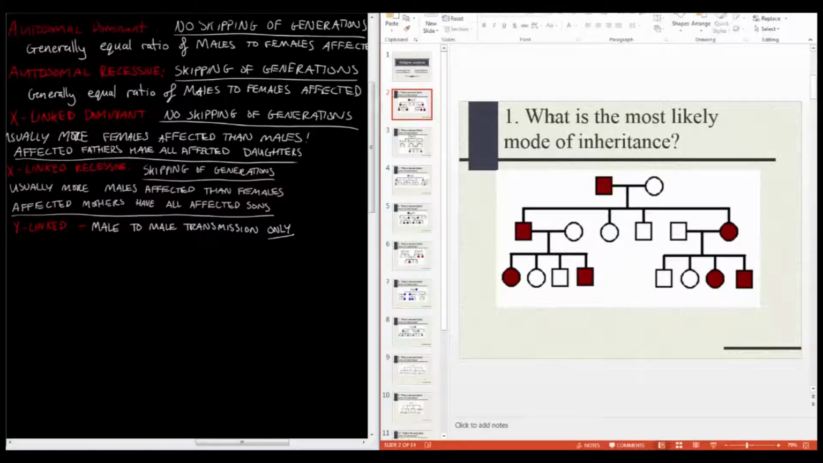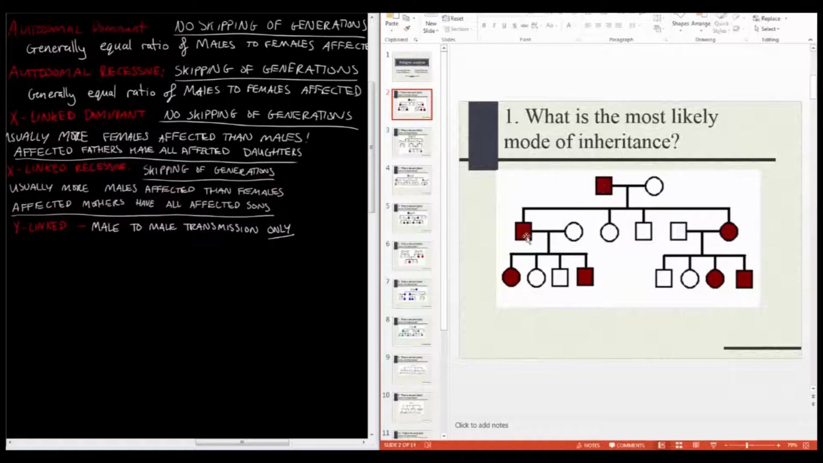all of these questions say, what is the most likely mode of inheritance. A lot of pedigree charts, when you look at them, have multiple potential solutions, so you just have to pick the most likely one. So we look at this and we see that there is no skipping in the generations. The disease appears in every generation, so it's a dominant trait. No skipping means dominant trait.